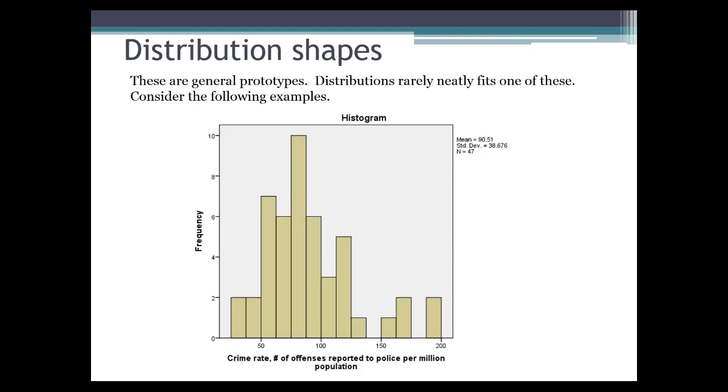Now, what I just showed you, those are very general prototypes. However, distributions that you'll see very rarely fit neatly into one of those categories. Here are some examples. This one here, you could say that this one is skewed to the right, and that would be correct. If you called that multimodal, I think that would be okay. I would probably call that skewed to the right.